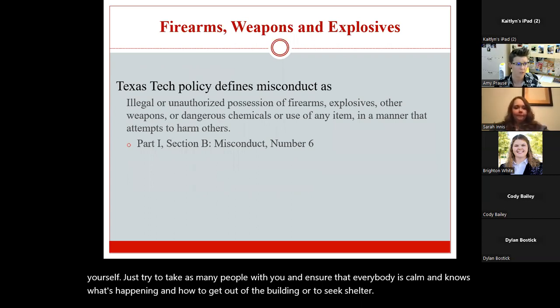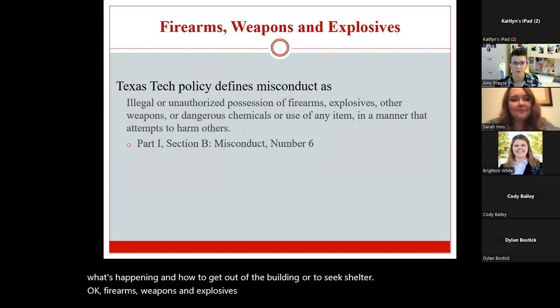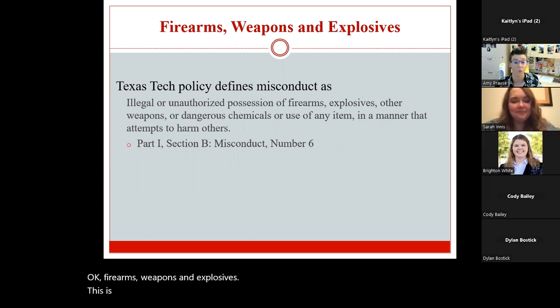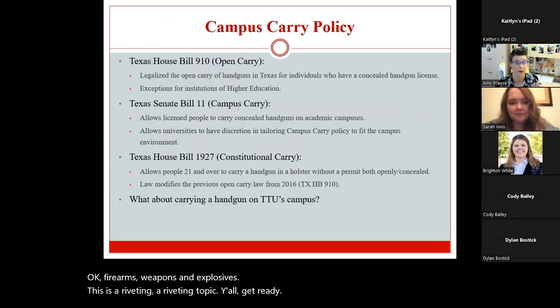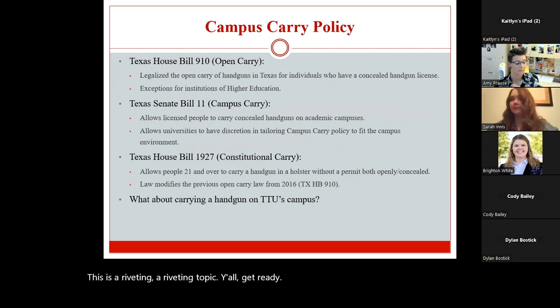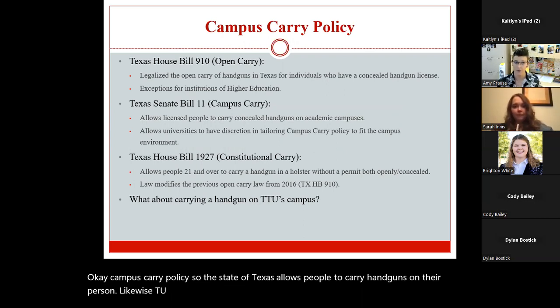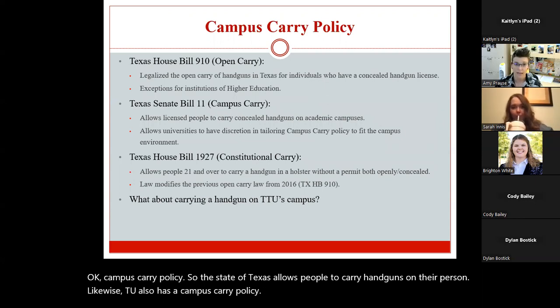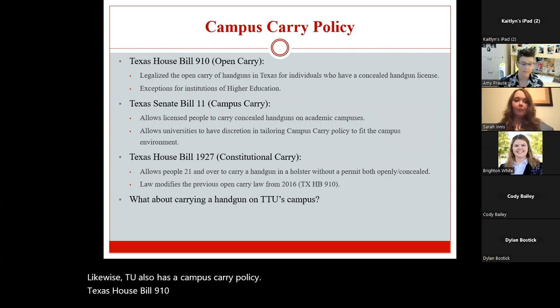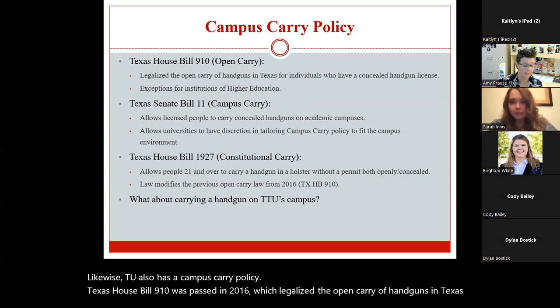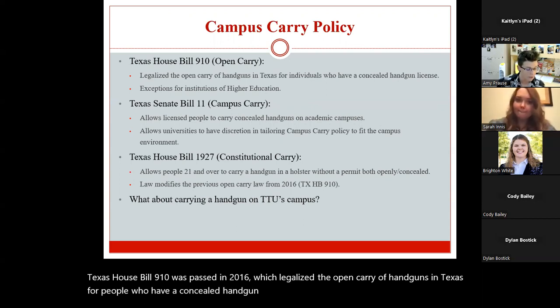Firearms, weapons, and explosives. This is a riveting topic, y'all. Get ready. Okay, campus carry policy. So the state of Texas allows people to carry handguns on their person. Likewise, TTU also has a campus carry policy. Texas House Bill 910 was passed in 2016, which legalized the open carry of handguns in Texas for people who have a concealed handgun license.